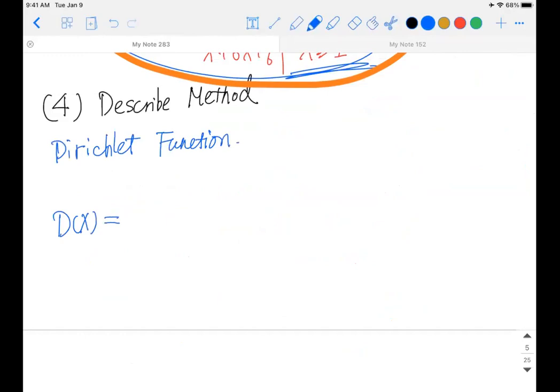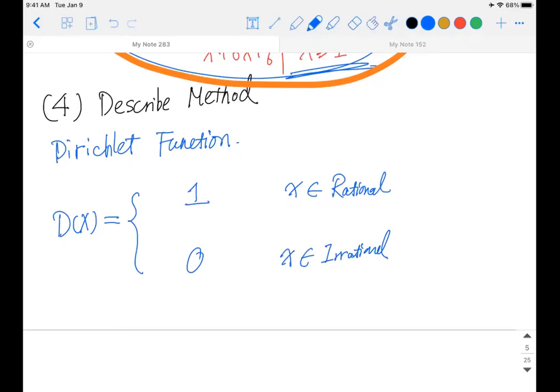The Dirichlet function is defined as D(x). As long as x is a rational number, D(x) equals 1. As long as x is an irrational number, D(x) is equal to 0. You see, such a function, our real numbers can be classified as two parts. One is rational, one is irrational. Real numbers are composed of rational numbers and irrational numbers.